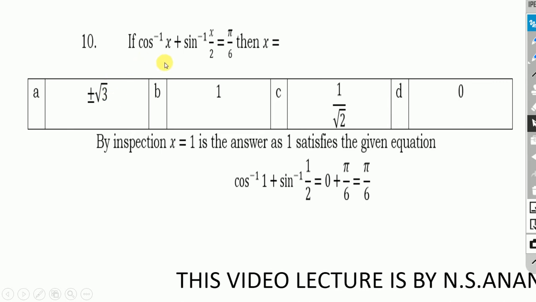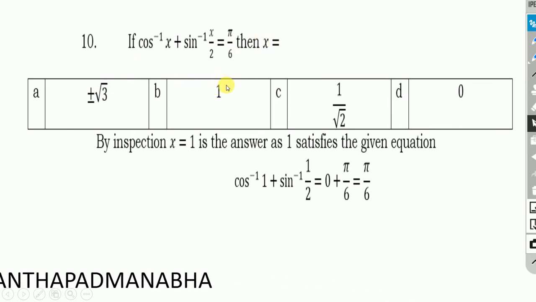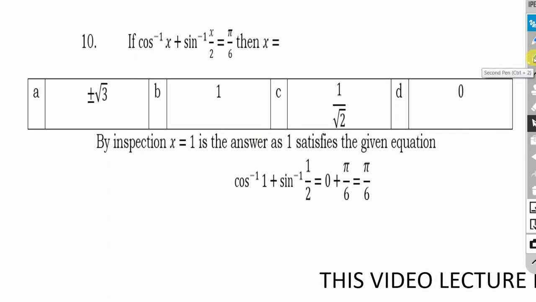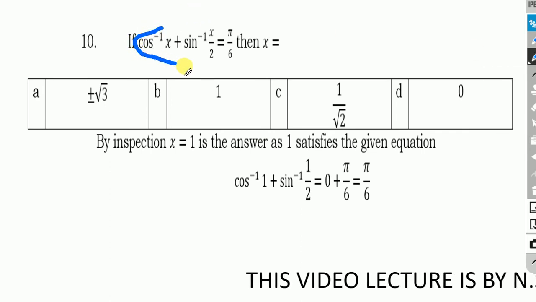If cos inverse x plus sin inverse x by 2 is equal to pi by 6, then x is equal to what? It's given that cos inverse x plus sin inverse x by 2 is equal to pi by 6. Then what is the value of x? As usual I have 4 options. Option A is plus or minus root 3, option B is 1, option C is 1 by root 2, and option D is 0. So let us go by inspection in this problem. If we substitute the values given in the options in the left hand side, we should get the right hand side. That is the required answer.